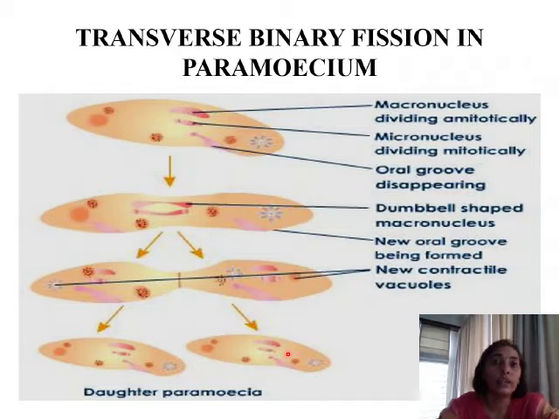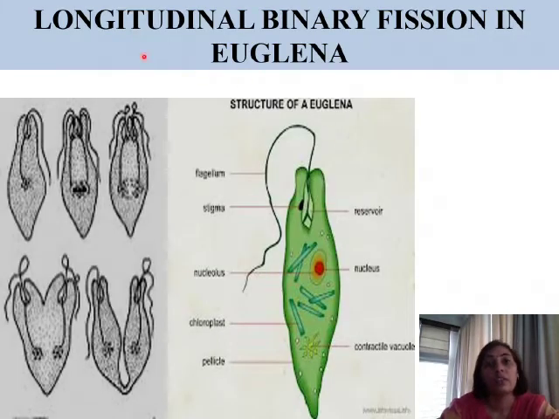So unlike amoeba, where there is no particular or fixed plane through which the body is going to get divided, here we find that the body of paramecium gets divided transversely into two halves, and we get two daughter paramecium. Let's see the third method of binary fission. The third method is longitudinal binary fission, which is found in euglena.